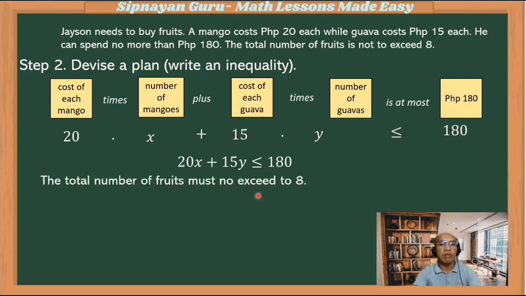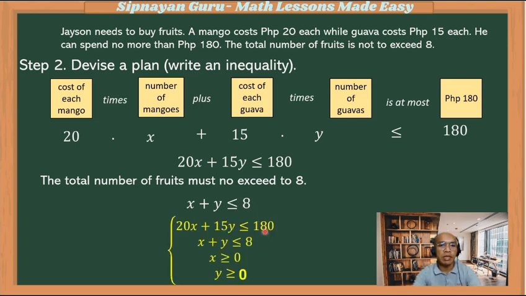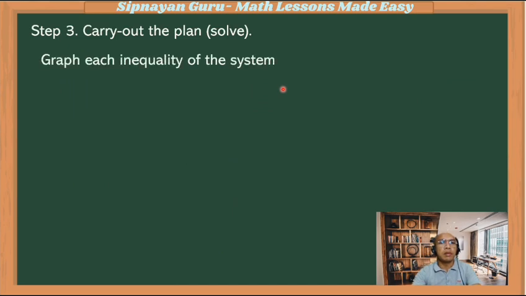So the total number of fruits should not exceed 8. So the number of mangoes plus the number of guavas is less than or equal to 8. So putting them together, graph each inequality of the system.